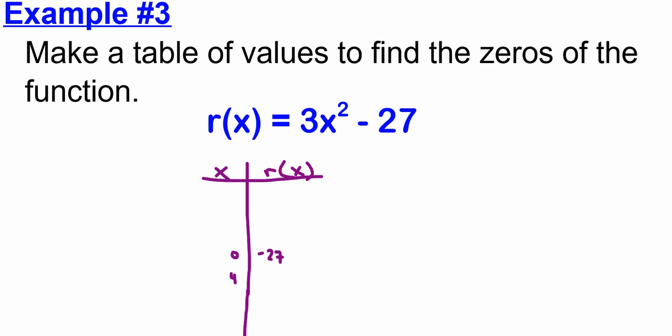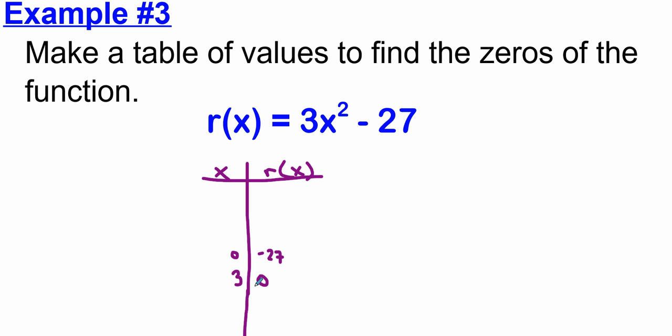4? 4 squared is 16. 16 times 3, oh, that's bigger. That's going to be bigger than 27. I'm not going to get out 0, so it has to be a number smaller than 4. So let's try to plug in a 3. 3 squared is 9. 9 times 3 is 27, and 27 minus 27 is 0.